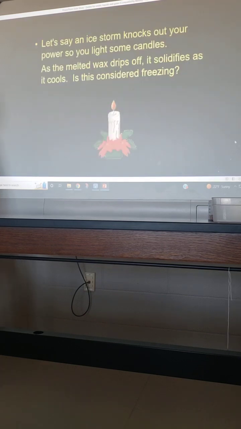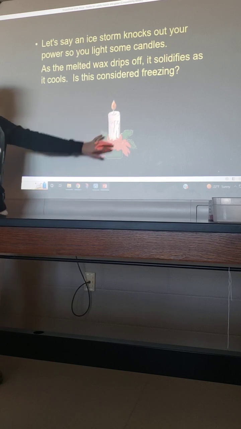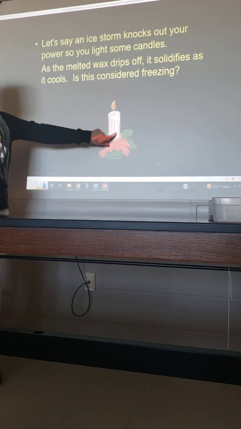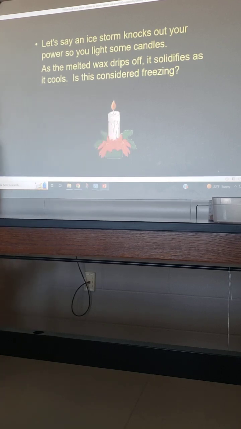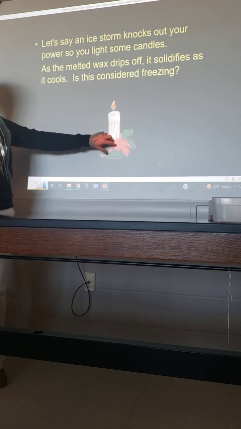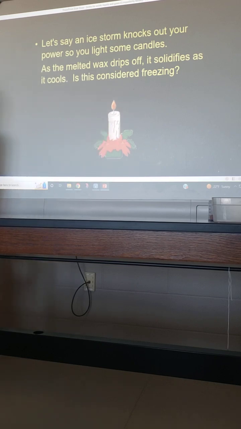All right, so let's say we have an ice storm and it knocks out our power and we're using candles. Is it safe to say that when candle wax melts and you see the drips, that when the wax hardens again, that's technically considered freezing? So we're talking about, you go from the candle, it melts, starts dripping down the side of the candle, and then it kind of stops mid-drip and hardens again. Is that considered freezing?